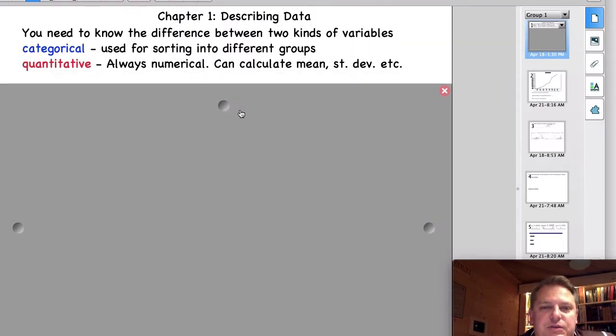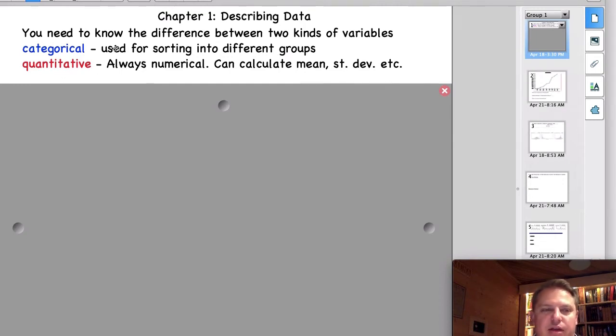You need to know the difference between the two main kinds of variables. We have categorical variables, which is when you're using your variables for sorting into different groups. So this could be something like color, or it could be maybe gender or something like that. Quantitative is always numerical. And with numerical variables, that means you can take that data and calculate the mean, the standard deviation, quartiles, things like that.